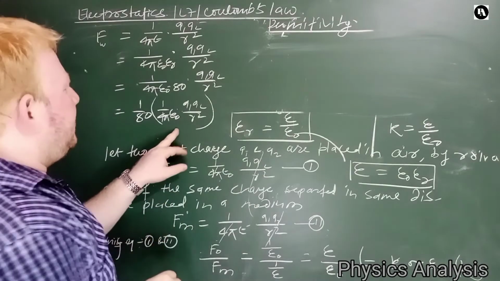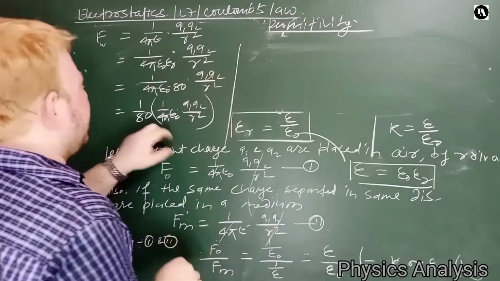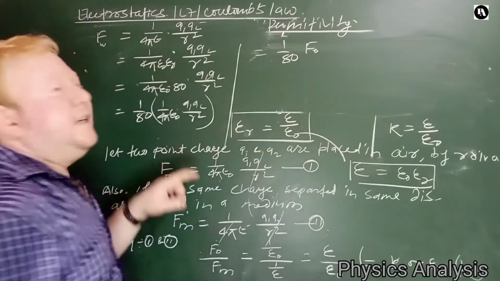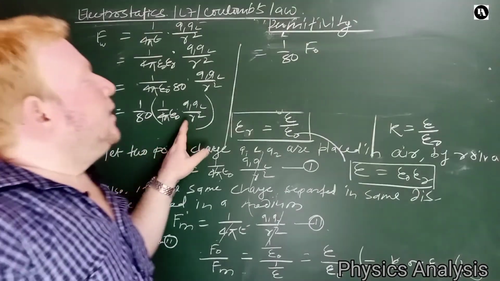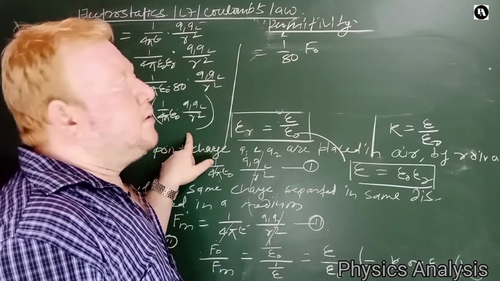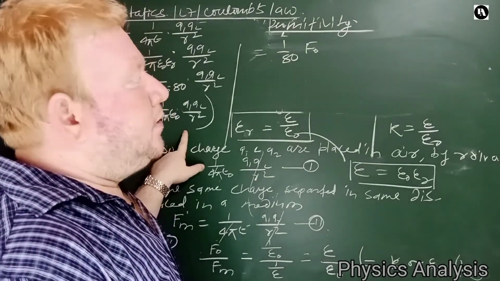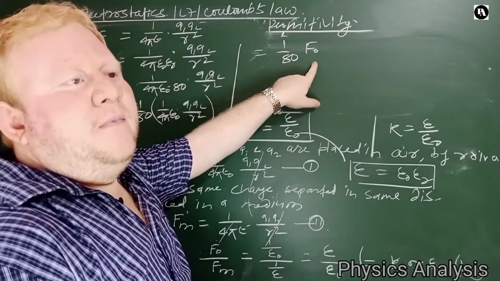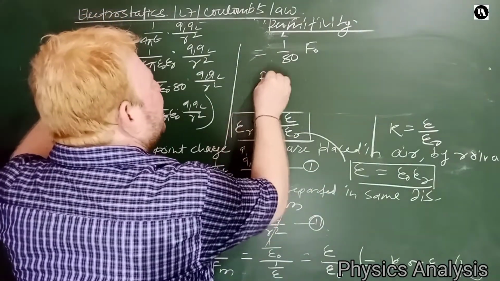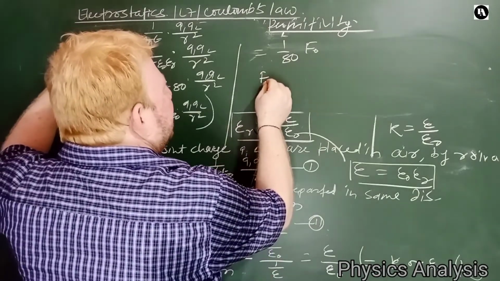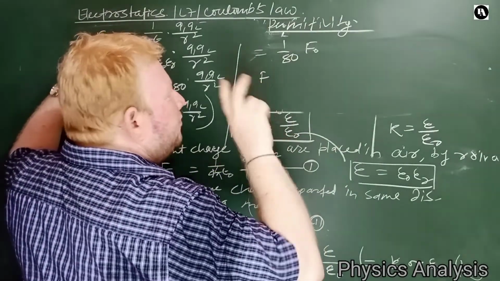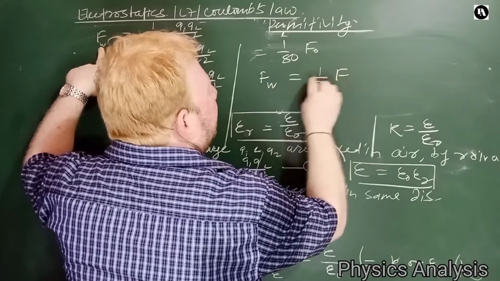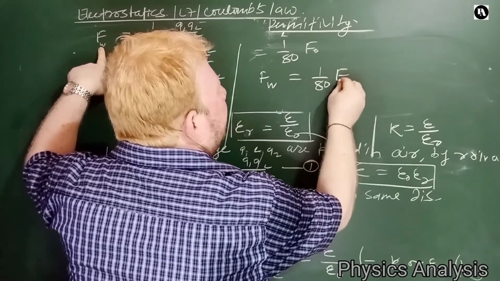Now what is this value? This value is F naught, the force when placed in air. It is the Coulomb force acting between two point charges when placed in air. So it is 1 by 80 times the force in air. That means the Coulomb force acting between two point charges when placed in water is equal to 1 by 80 times the Coulomb force when placed in air.